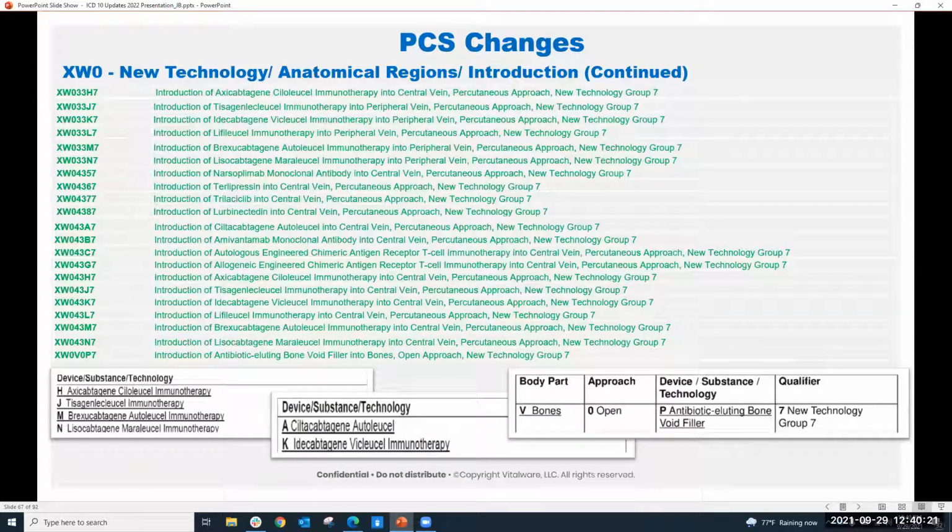The first table is 4 new product-specific substance values created for existing products. The second table is 2 new product-specific substance values that were created for new products. And these are both for the treatment of multiple myeloma. The last table here is adding an antibiotic-eluting bone filler. This is implantable and it's intended to fill a space remaining after a bone excision or a bone debridement and to elute antibiotics.